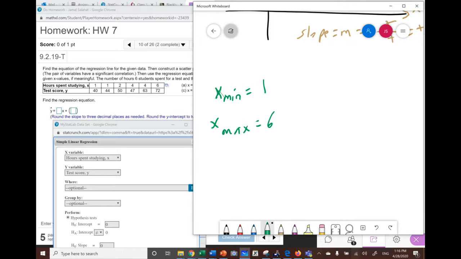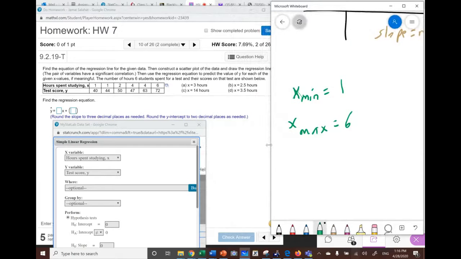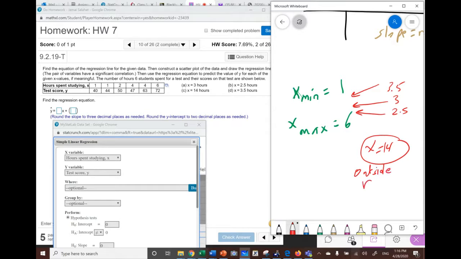Now, because our study is limited to people who studied between 1 to 6 hours, if we go in here and try to predict, we can predict, let's list the 3.5. The 3.5 can be predicted because it falls between 1 and 6. The 3 can be predicted because it falls between 1 and 6. The 2.5 can be predicted because it falls between 1 and 6. But the X equal to 14 cannot be predicted because it is outside our range.